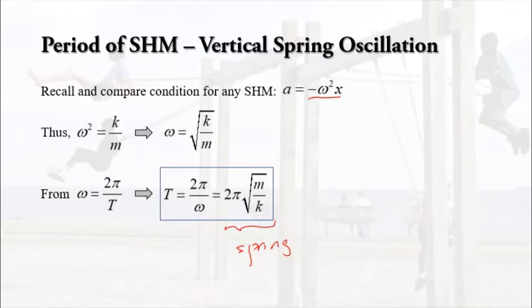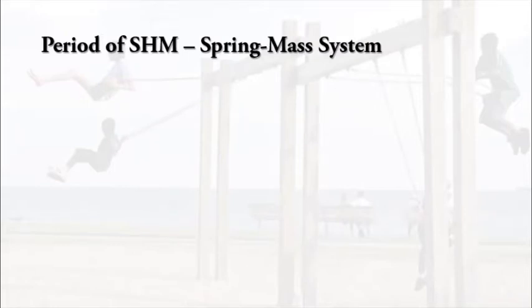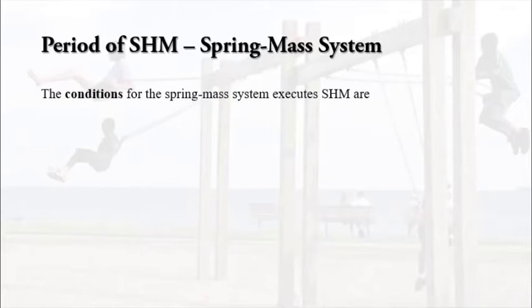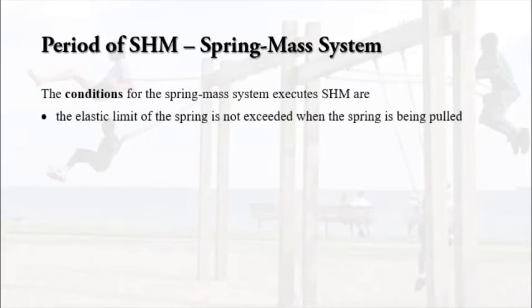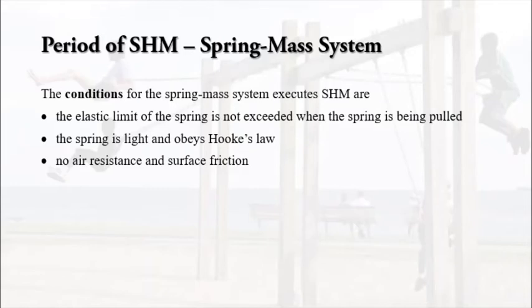Just now we had three conditions for a simple pendulum. How about a spring? Same, we also have three conditions in order for a spring-mass system to execute simple harmonic motion. The first one, the elastic limit of the spring is not exceeded. Why? Because when it is exceeded, then the x cannot be used anymore; it won't go back to its equilibrium position, its original position. The second, the spring is light. We assume it's massless and it obeys Hooke's law. And the last one, we assume the surface is smooth when it comes to a horizontal spring, and we assume there's no air resistance at all.